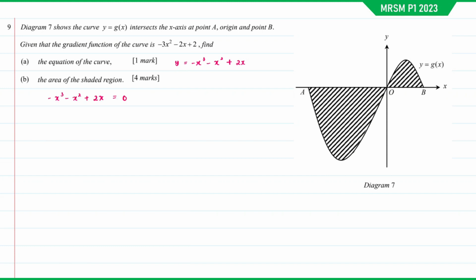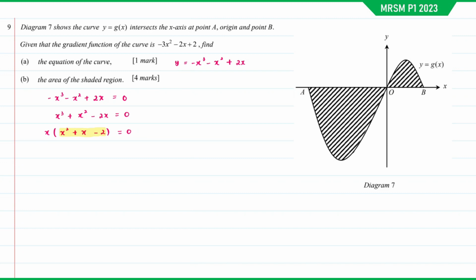To factorize this, I'm going to let the x cubed be positive 1. So we're going to divide every term by negative 1. Then we're going to get x cubed plus x squared minus 2x is equal to 0. All these terms have x as the common factor, so we can first take the x to the front: x(x squared plus x minus 2) equal to 0.